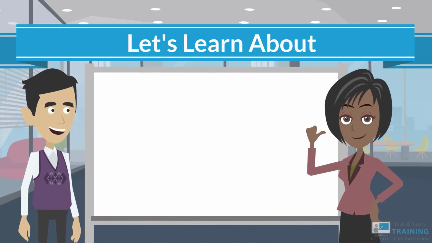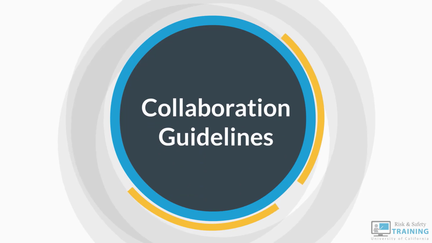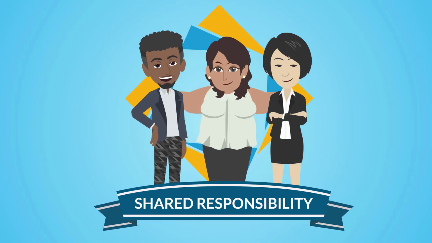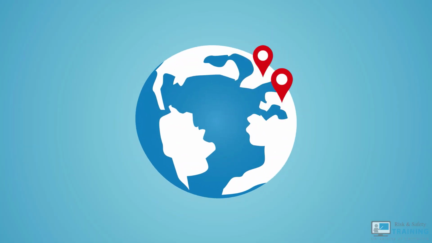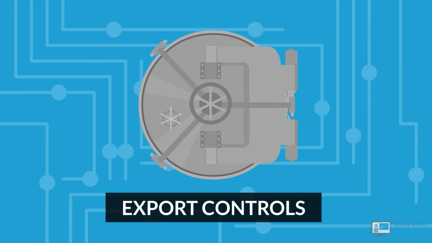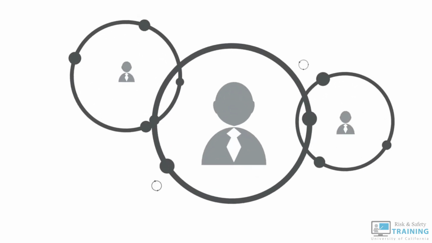Let's learn more about collaboration guidelines, when they apply, and the risks you may encounter. There are various applicable regulations or other requirements to consider when collaborating internationally. You have a shared responsibility with the university to ensure that activities in your university role comply with U.S. regulations for international collaborations. An example of those regulations is export controls, which control the sharing of certain types of items, information, services, and software between persons inside and outside the U.S.